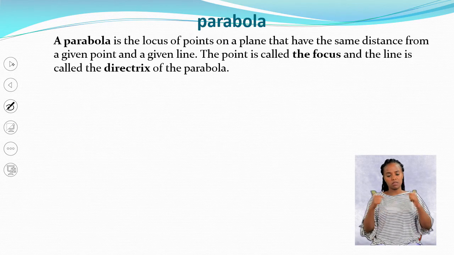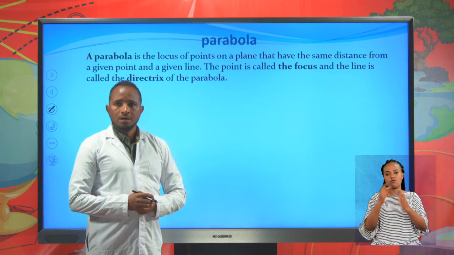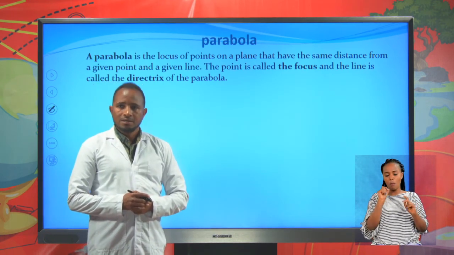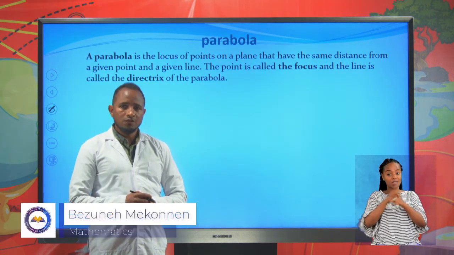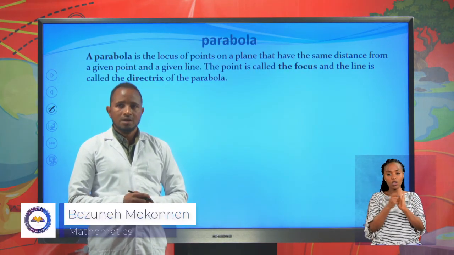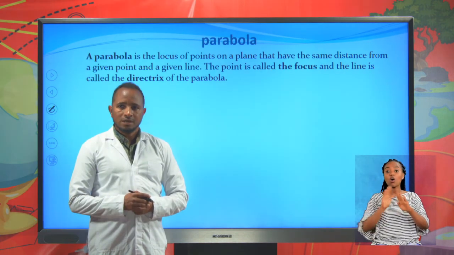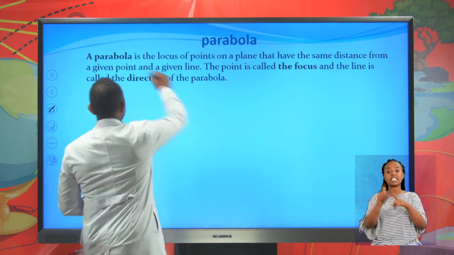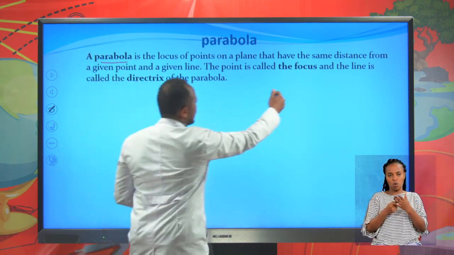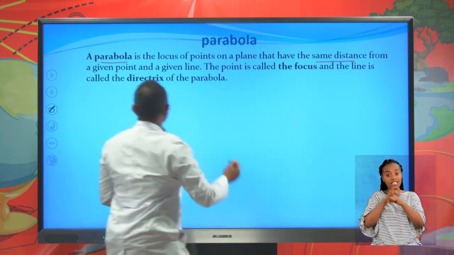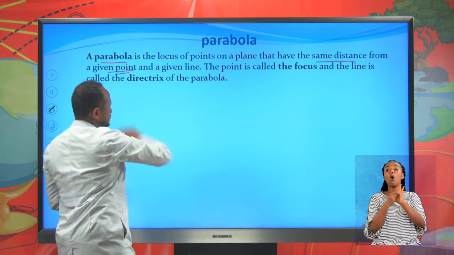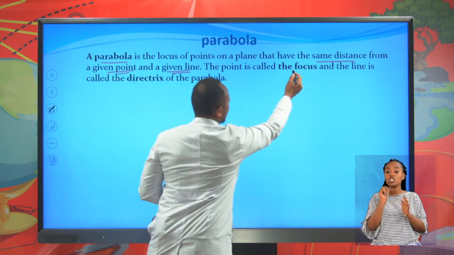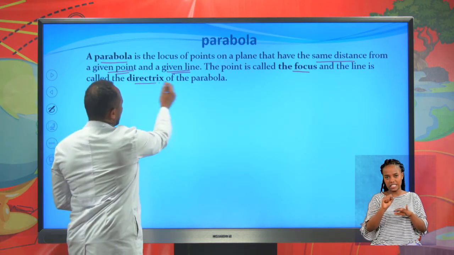Now let's see the definition of a parabola. A parabola is the locus of points on a plane that have the same distance from a given point and a given line. The point is called the focus and the line is called the directrix of the parabola.